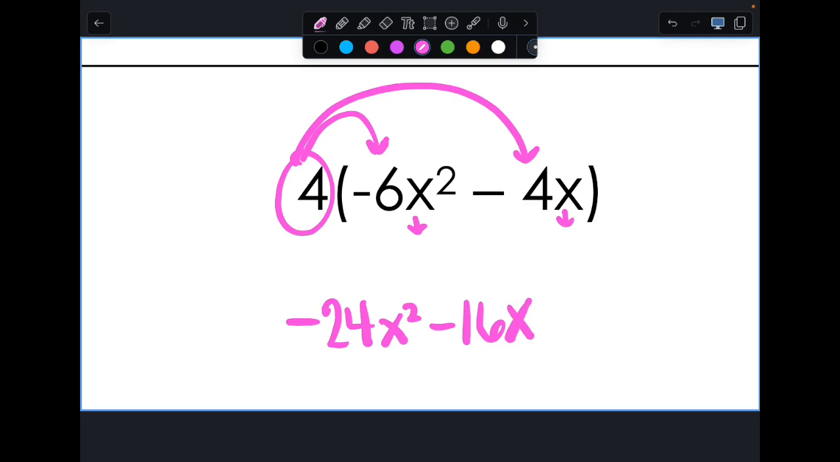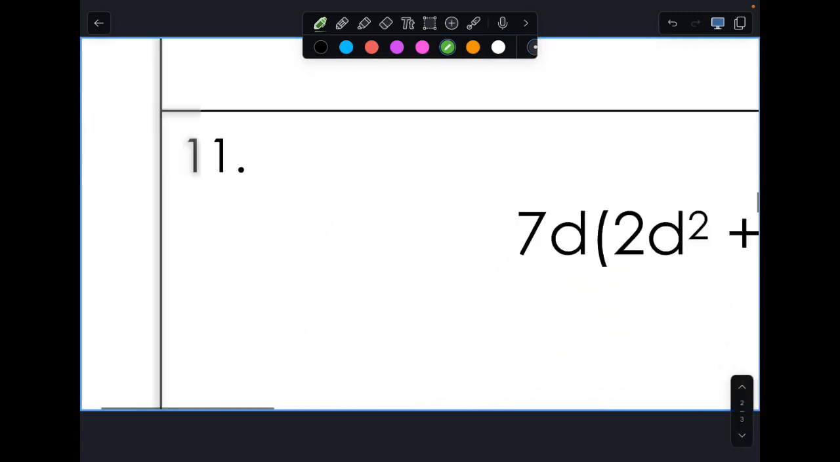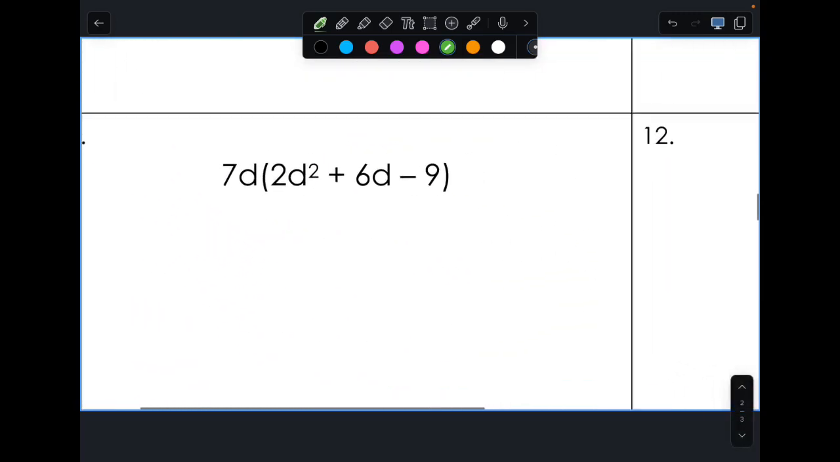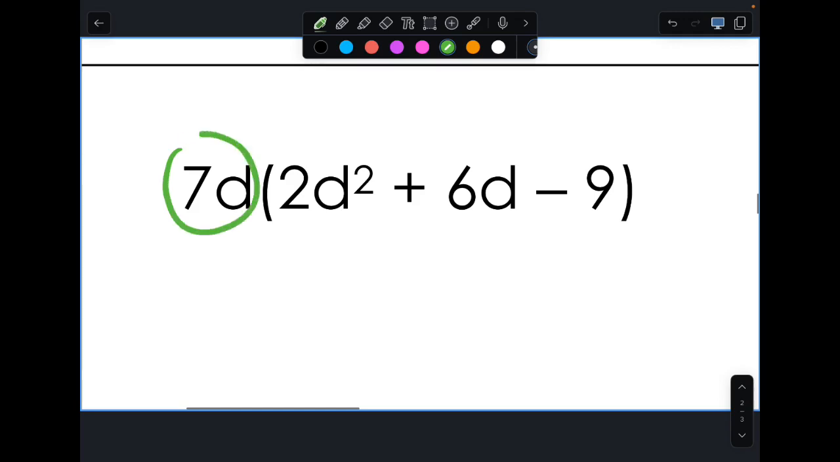Okay. That's a little tricky down here. All right. Getting on to some that are a little bit more difficult. Ready? We can do this. First, multiply the coefficients. So 7 times 2 is 14.